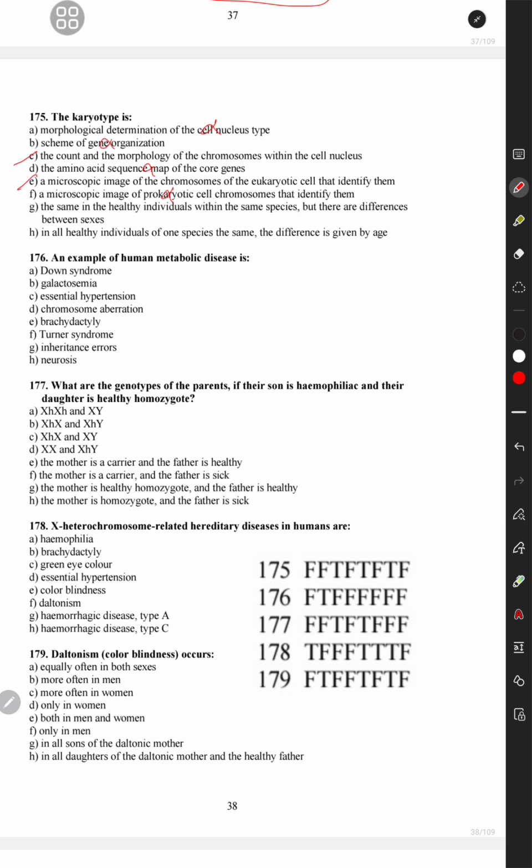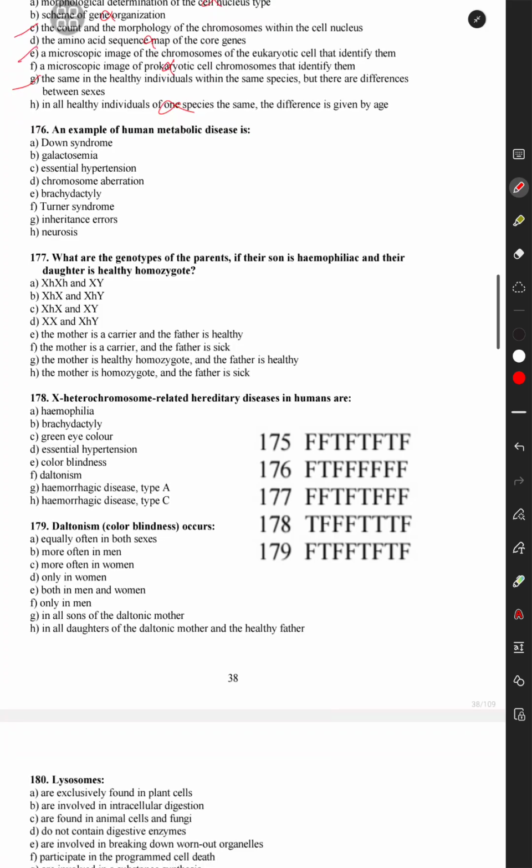A prokaryotic cell. The same in healthy individuals within the same species, but the difference, yes, in all healthy individuals of one species the same. The difference is given by age. No. 175. False, false, true, false, true, false, true.